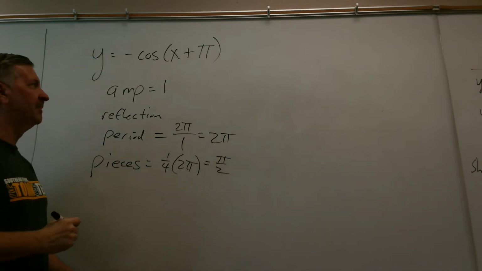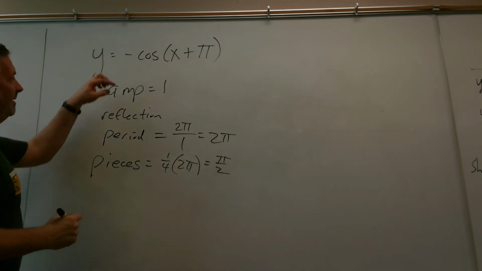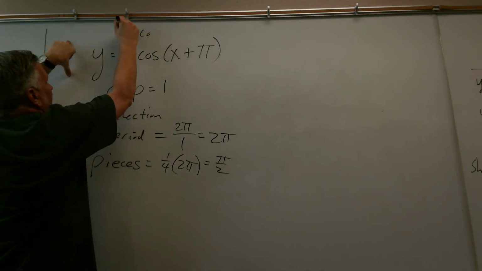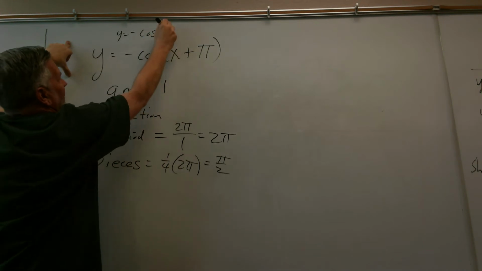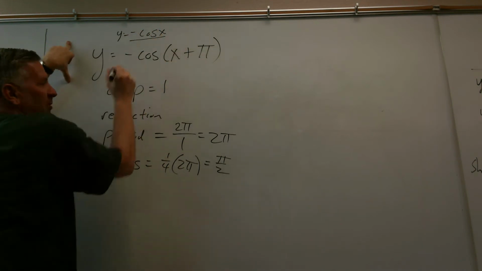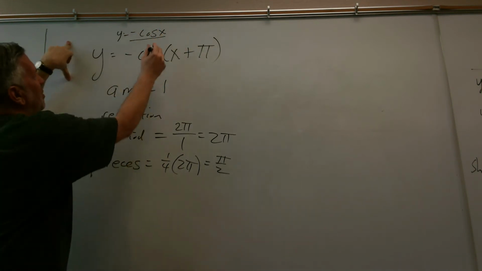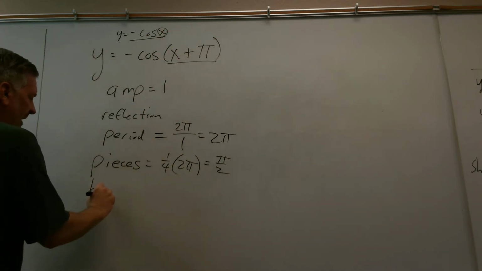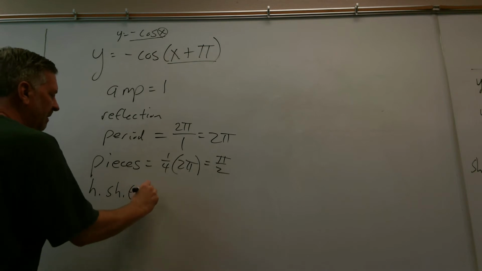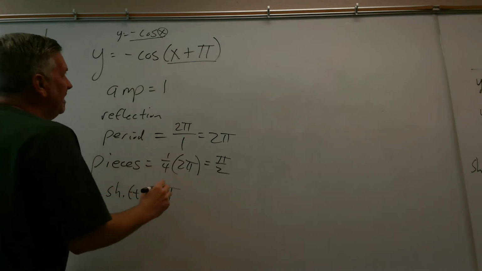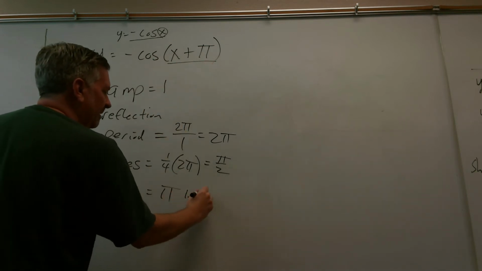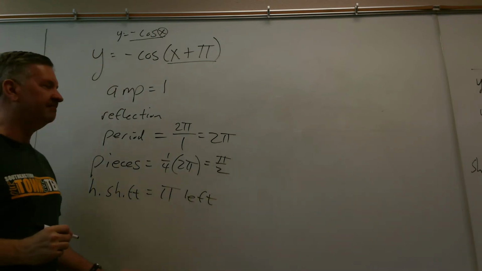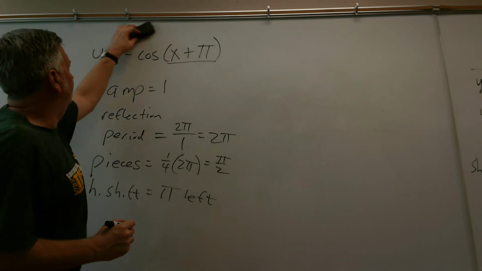example. And then finally, we have an x plus pi. The original function we could have graphed in the last section was y is negative cosine x, but we've replaced x with x plus pi. So that's going to be a horizontal shift. It's x plus pi, so it's pi to the left. So there's all the identifiers.